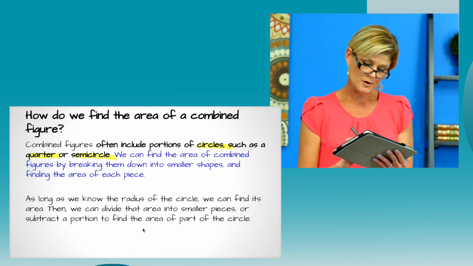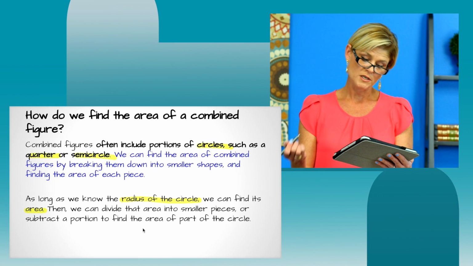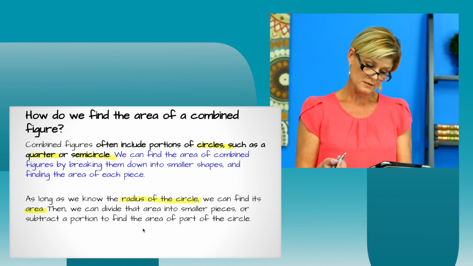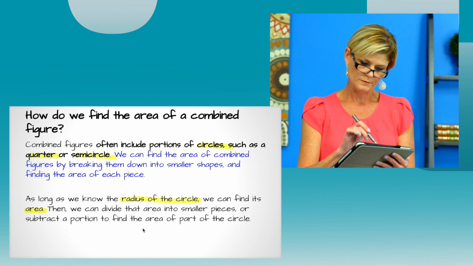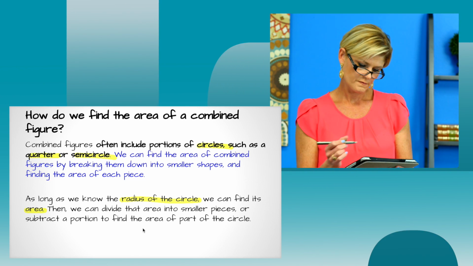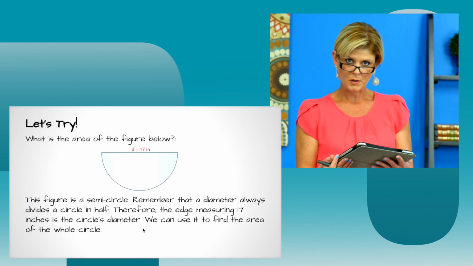So as long as we know the radius of the circle, we can find its area. Then we can divide that area into smaller pieces or subtract a portion to find the area of that part of the circle. So let's give this a try. What is the area of the figure below?